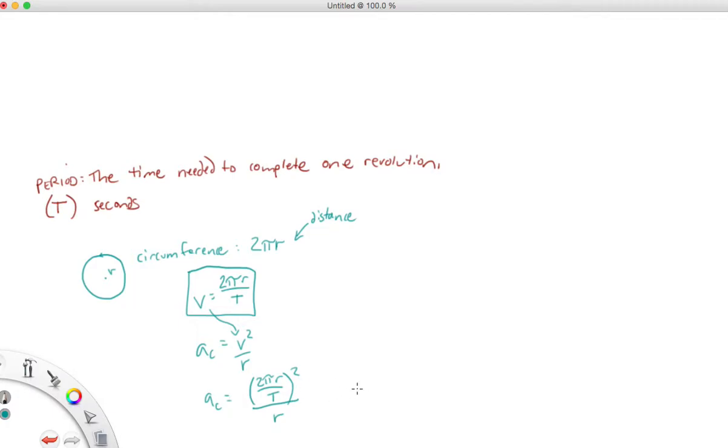Now if we want to, we can take the centripetal force and just multiply this by m, and that'll get us our centripetal force. So it's going to be m times (2 pi r over T) squared all over r. Yeah, that's pretty cool. So you're going to have fun with that. Notice that there's an r on the top and an r at the bottom. If you want to simplify this, you can.